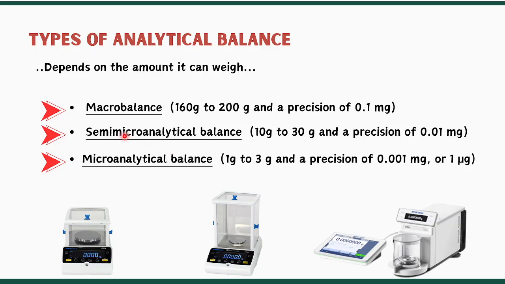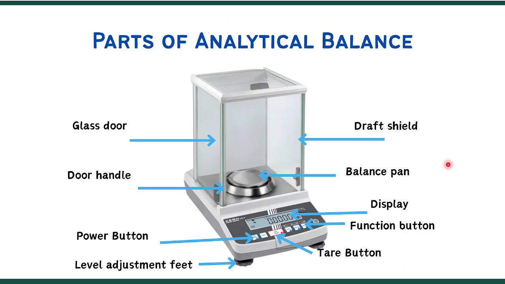Then we also have the semi-micro analytical balance, and it can weigh masses of up to 10 grams to 30 grams, and it has a precision of 0.1 milligram. For the micro analytical balance, from the name itself, micro, it can weigh masses that are very small, ranging from 1 gram to 3 grams, and it has a precision of 0.001 milligram or 1 microgram.